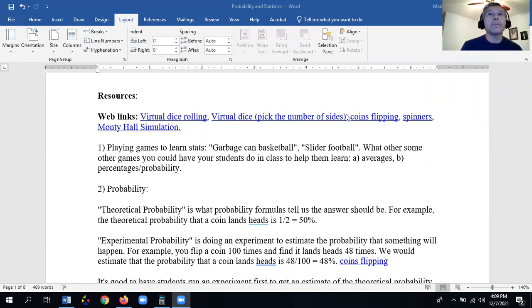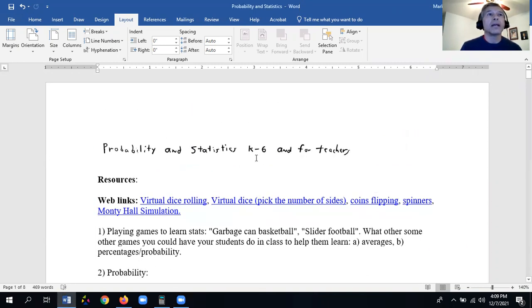This topic is on probability and statistics, and it is for both K through 6 students that you'll see some problems for, and a little bit more challenging problems for teachers. And let's go ahead and get started.